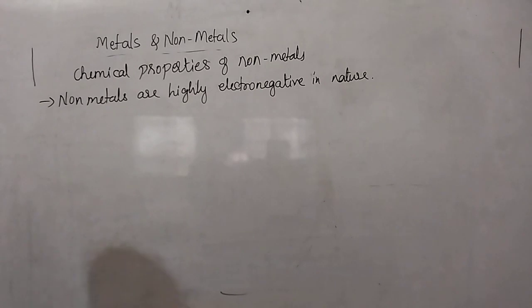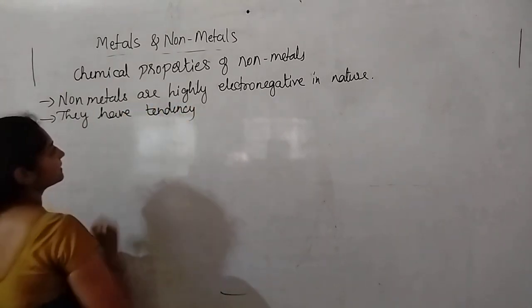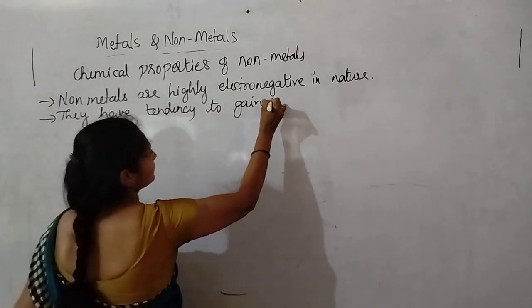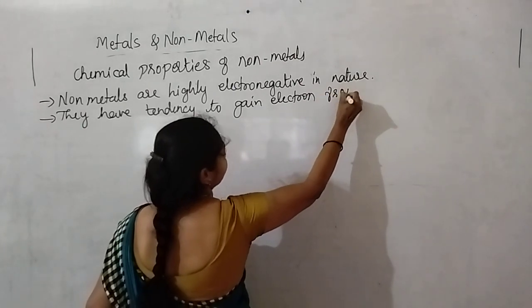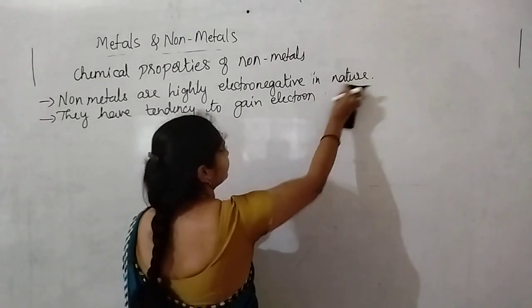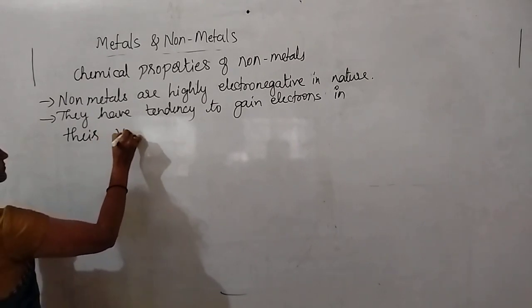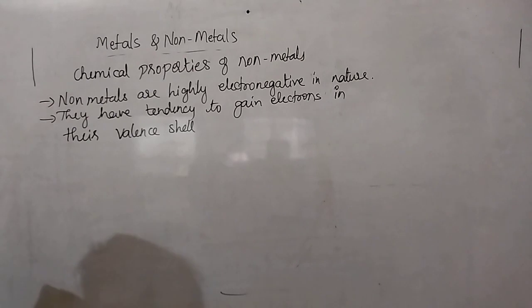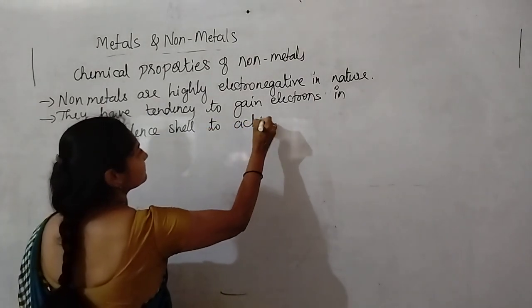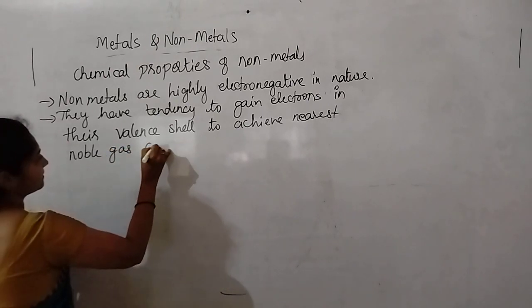They have a tendency to gain electrons in their valence shell to achieve the nearest noble gas configuration.